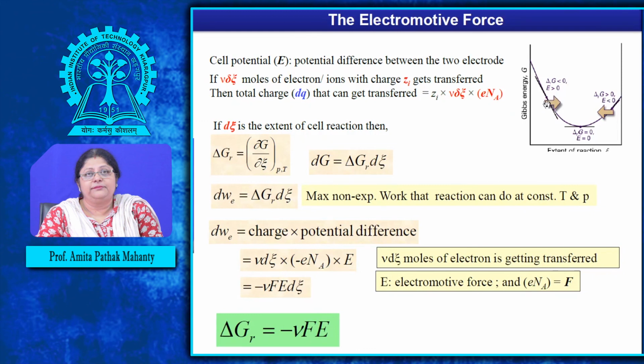If it is otherwise, if this is greater than 0 and this is less than 0, sorry, this is negative, this is positive, and here this is positive, this is negative, then what you have is a reaction which is spontaneous in the reverse direction. So if you write the reaction in the reverse direction, that will be the one which is spontaneous. I hope I am able to make you understand.